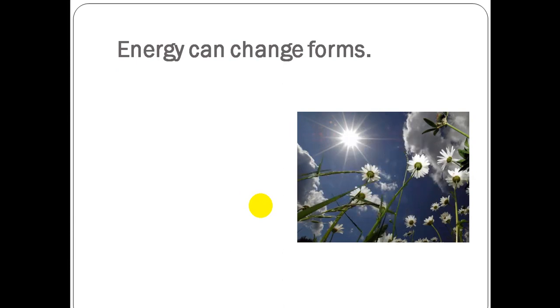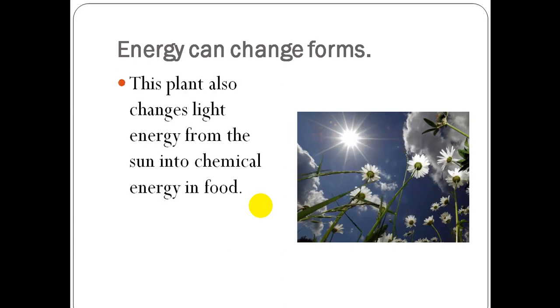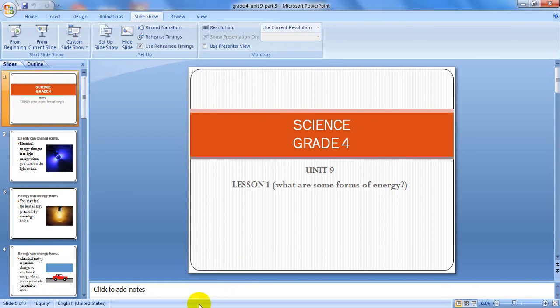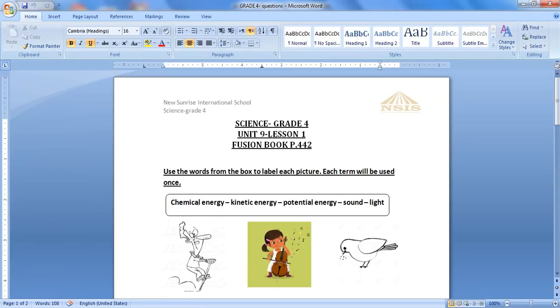The main source of energy on Earth is the sun. The light from the sun is used by the plants to make their own food, and so they change the light energy into chemical energy in their food. These are some changes that happen to forms of energy. We can change from one form to another.